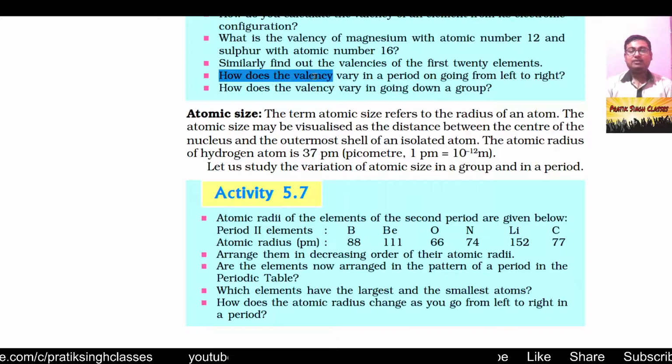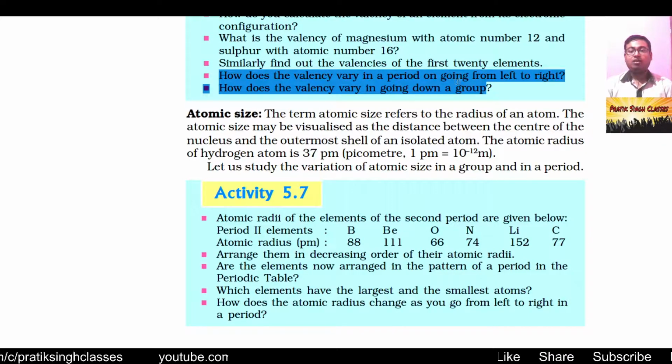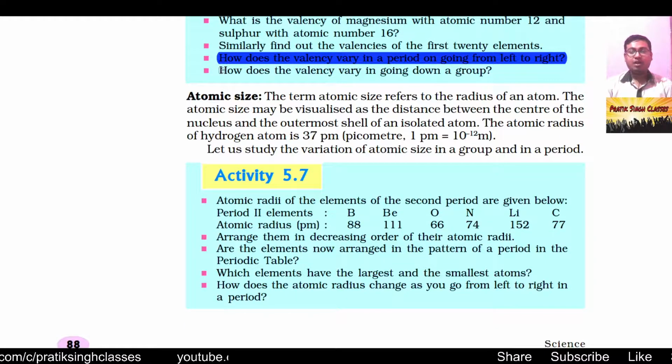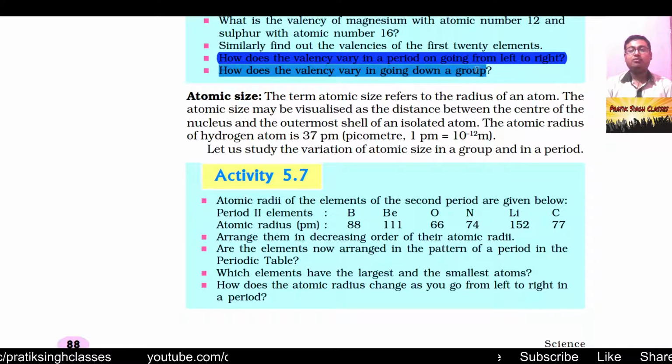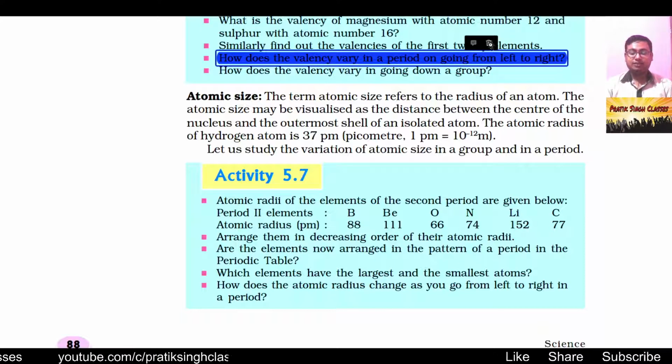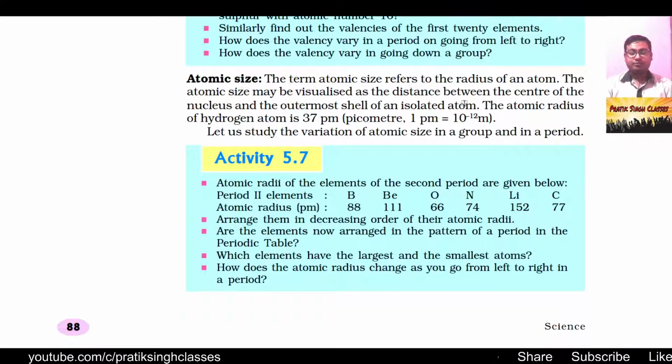How does the valency vary in a period on going from left to right? You will see that as we go from left to right, one electron is being added in the outermost orbit, and thus the valency and the valence electrons change. How does the valency vary in going down the group? Means when we go from top to bottom, whether the valency remains the same or changes. Yes, it remains the same.